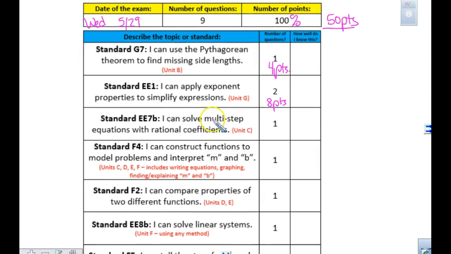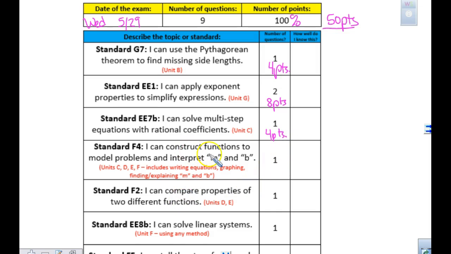Okay. I can solve multi-step equations with rational coefficients. So that's anytime you have an equation with variables on both sides and you're looking at solving that. So that's going to be 4 points.